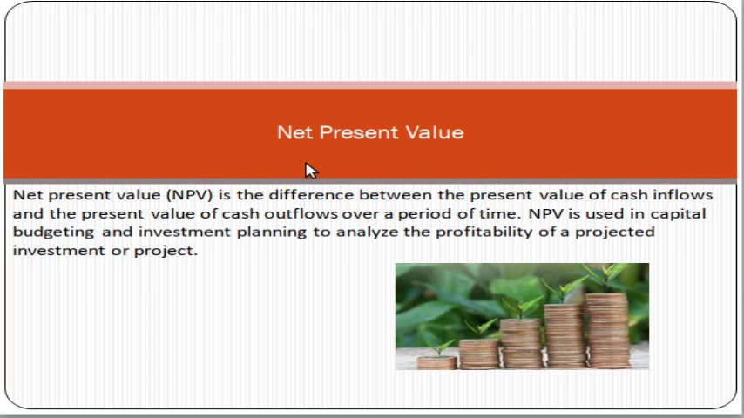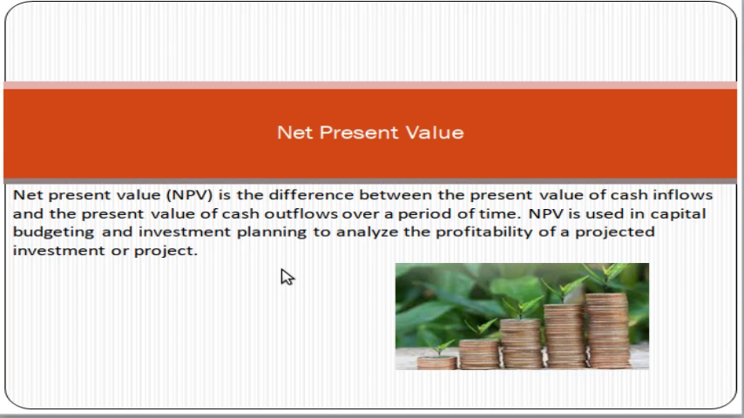So net present value, with respect to project management, is a project selection methodology which we use to calculate the net present value, the current worth of a project, so that we can take a decision whether we have to start a project or not. Net present value, short form NPV, is the difference between the present value of cash inflows and the present value of cash outflows over a period of time.